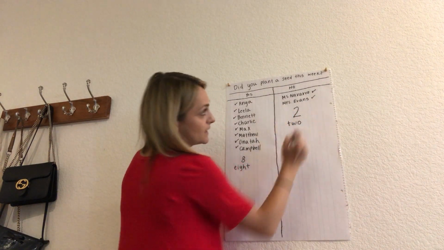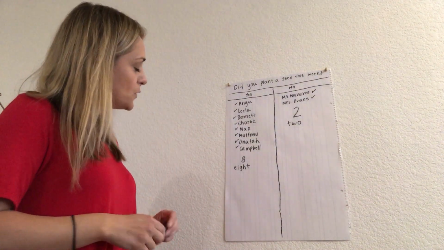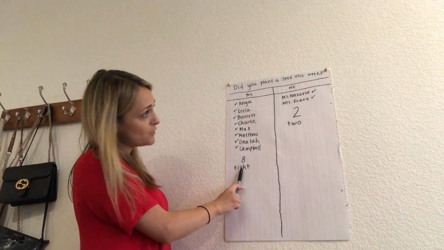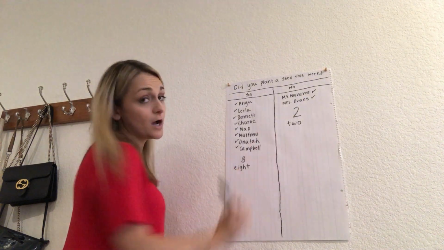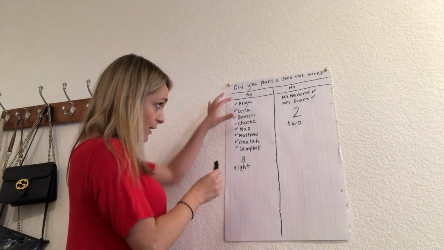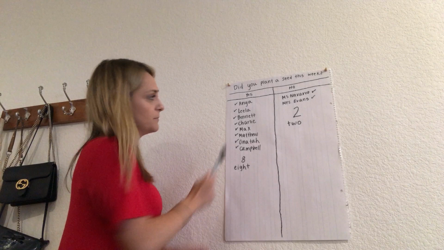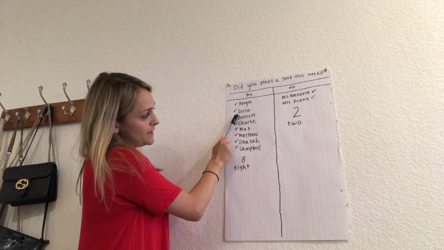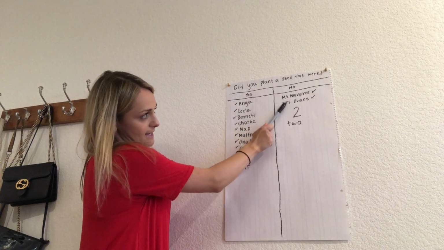So I will write T-W-O. Now you're looking at your survey that you've come up with, and we have a total of 8 people that voted yes and 2 people that voted no. And we know that 8 and 2 comes to a total of 10. When we count all of the people that voted in total, it should be 10. Count with me. 1, 2, 3, 4, 5, 6, 7, 8, 9, 10.